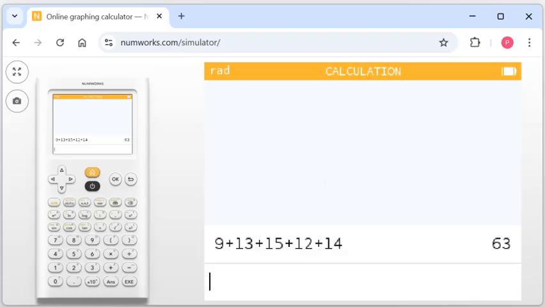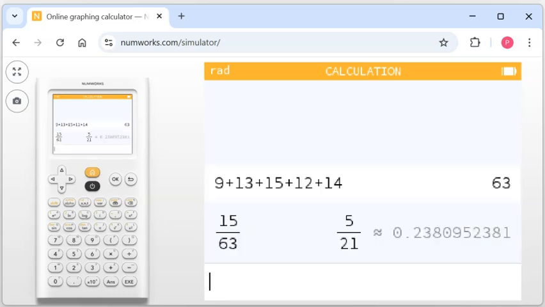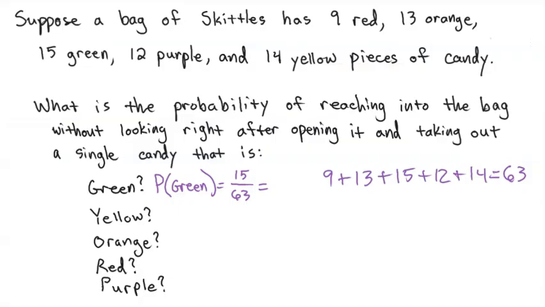But sometimes we do it as a decimal. So we'll do 15 divided by 63, and we're going to go out to 3 decimal places. We're going to call it 0.238. There will be times when we go more than 3, like 0.238095, but for right now we're just going to say 0.238. So the probability of grabbing a green candy is 0.238. It's almost like saying a 23.8% chance.